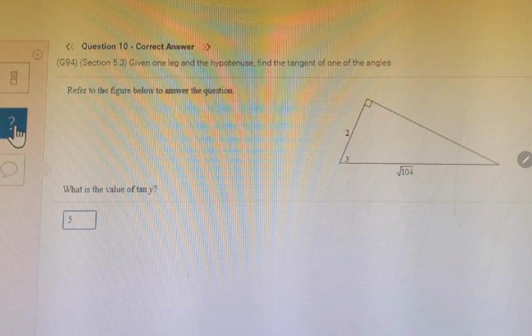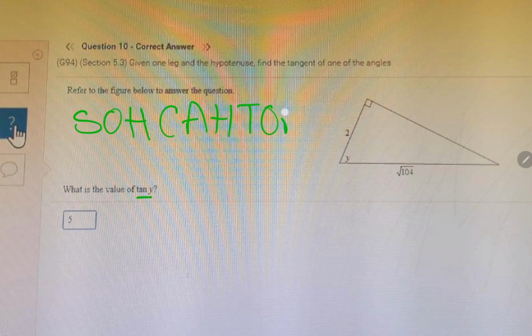Okay, now in a case like this, when we have tangent or sine or cosine, here is a trick. Thank you to the teacher for teaching me this. So it will stand for sine equals opposite over hypotenuse.